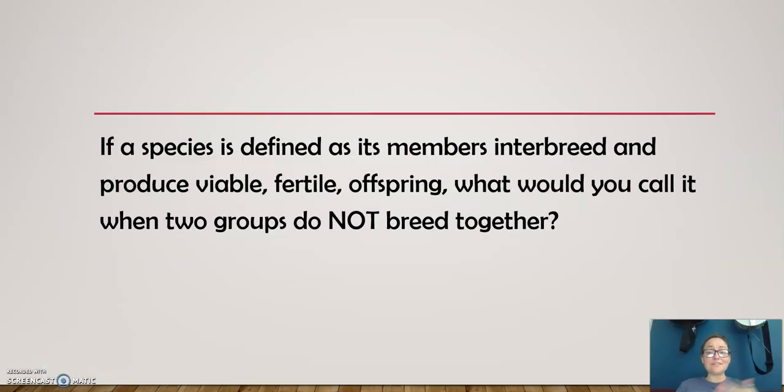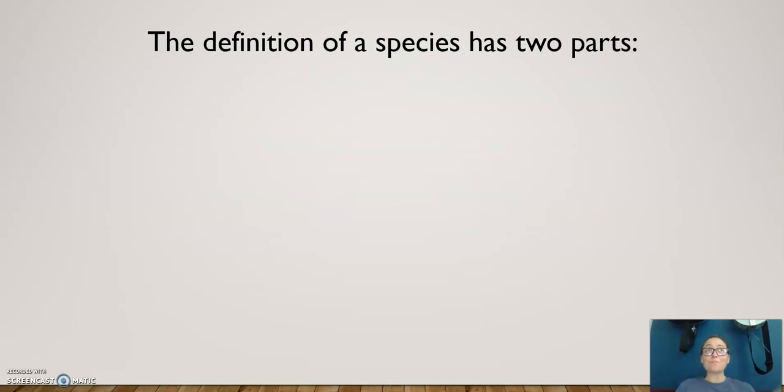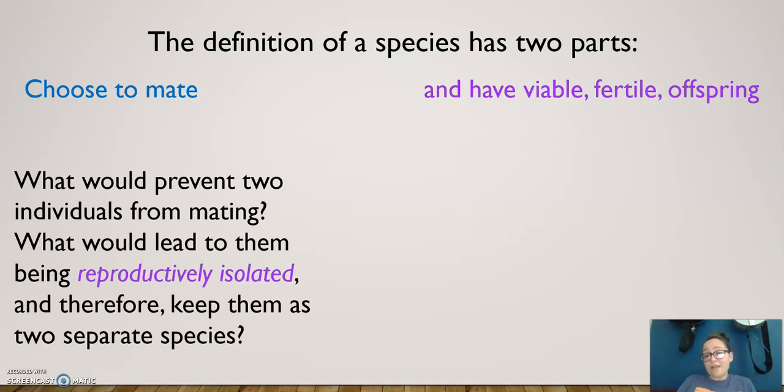So a species, if it's defined as its members interbreed and produce viable, fertile offspring, what would you call it when two groups do not breed together? That's right, reproductive isolation. So when we look at what reproductive isolation means, in terms of what a species is, there's two parts. We have they choose to mate, and when they do, they have viable, fertile offspring.